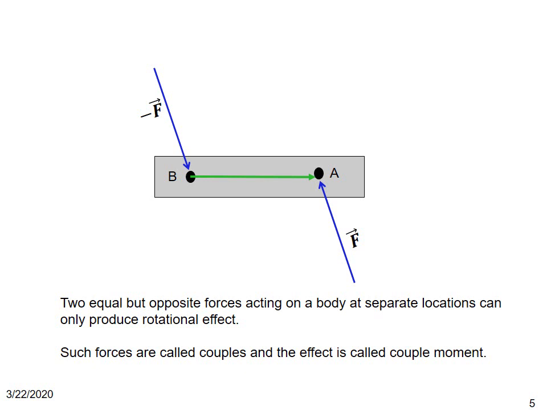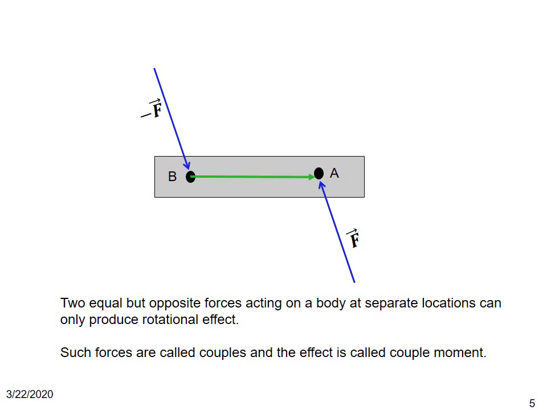When you add these two forces, the net force will be zero because one is equal and opposite to the other force. However, since these two forces are acting at a finite distance apart, this will create a rotating effect.